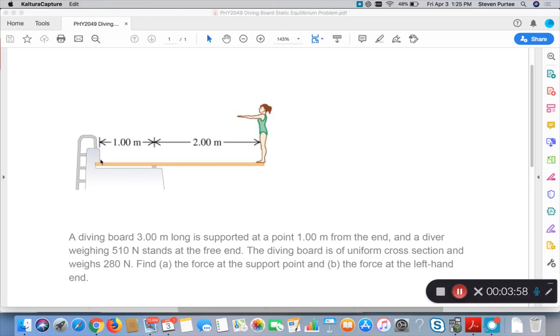We've got a lot of force here that's holding everything up. That's all going to be balanced out here. So a tremendous amount of force here. These boards have to be really strong or they'll break.